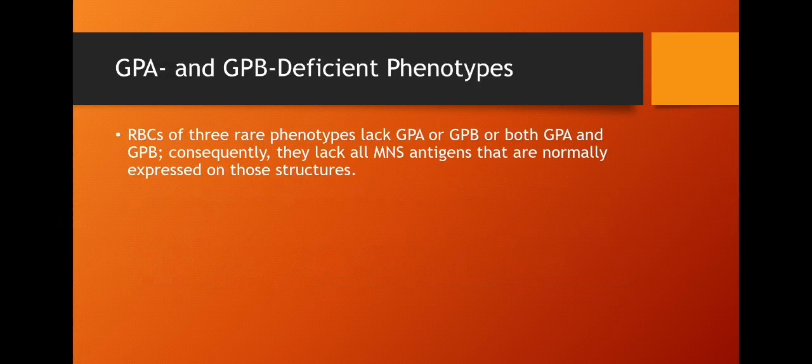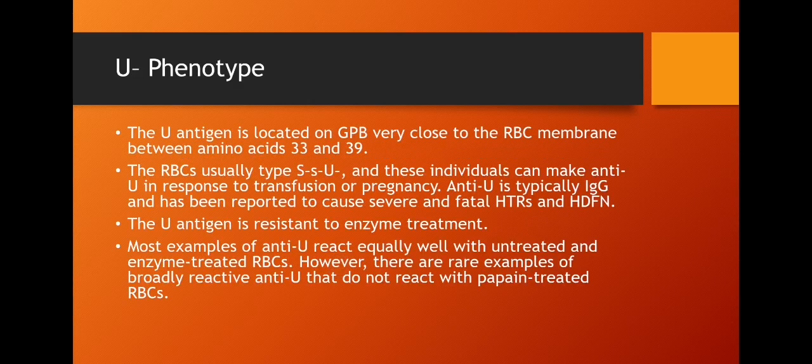GPA and GPB deficient phenotypes. RBCs of 3 rare phenotypes lack GPA, GPB, or both GPA and GPB. Consequently, they lack all MNS antigens that are normally expressed on those structures. For the U phenotype, the U antigen is located on GPB, very close to the RBC membrane, between amino acids 33 and 39. The RBC is usually typed S-s-U-, and these individuals can make anti-U in response to transfusion or pregnancy.